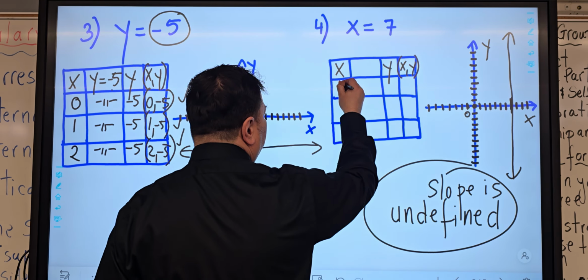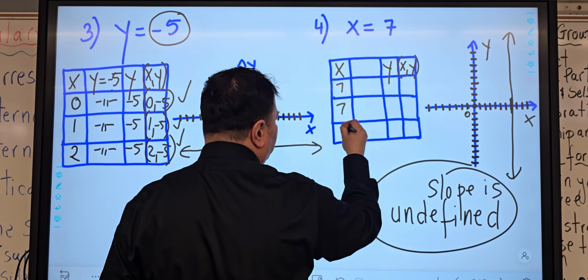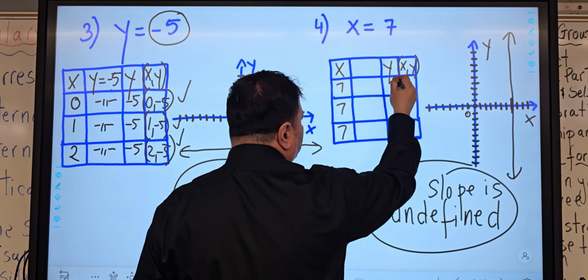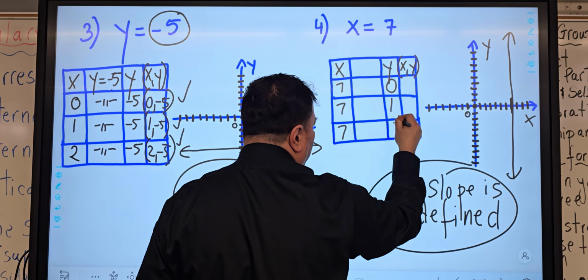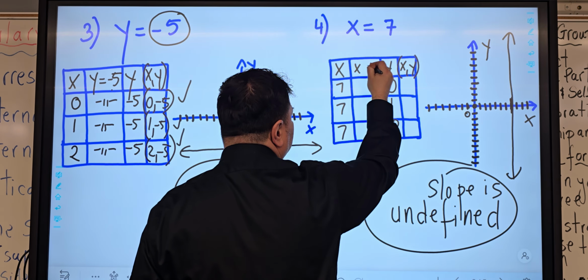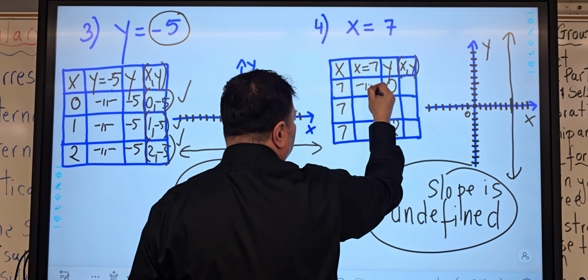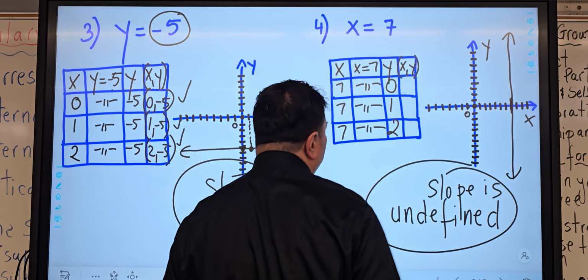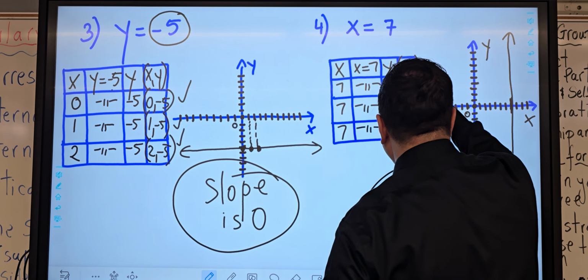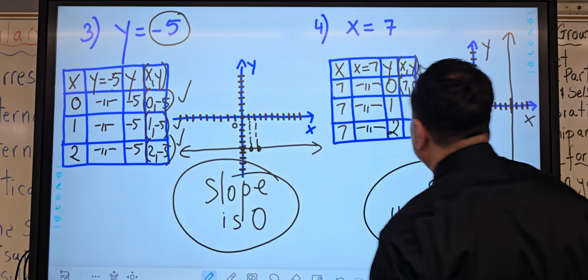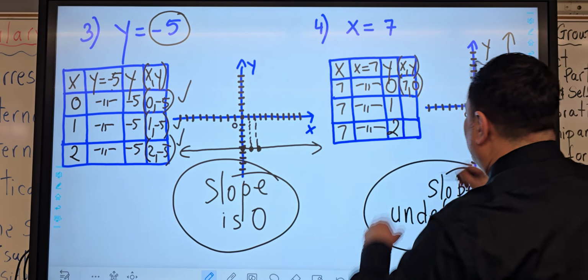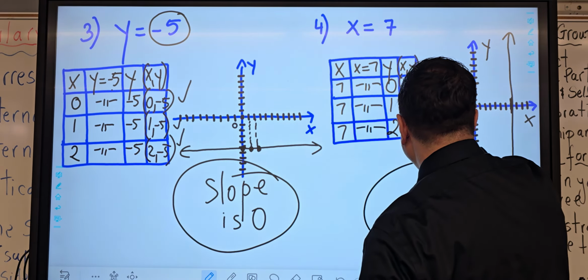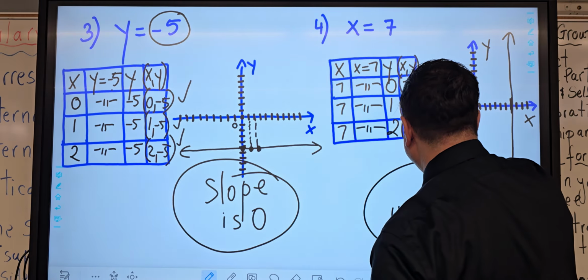So the values of x are always 7: 7, 7, 7. And now we are going to give some small numbers for y: 0, 1, and 2. X equals 7, right? Here is the pair: when x is 7, y is 0. When x is 7, y is 1. When x is 7, y is 2.